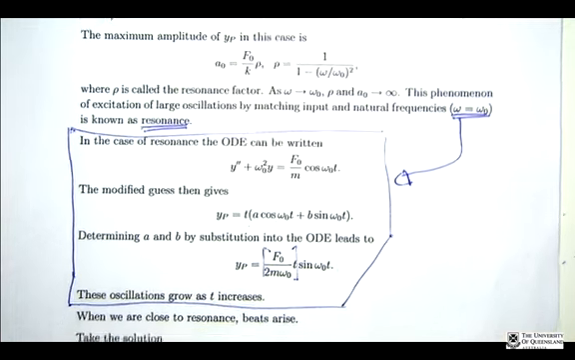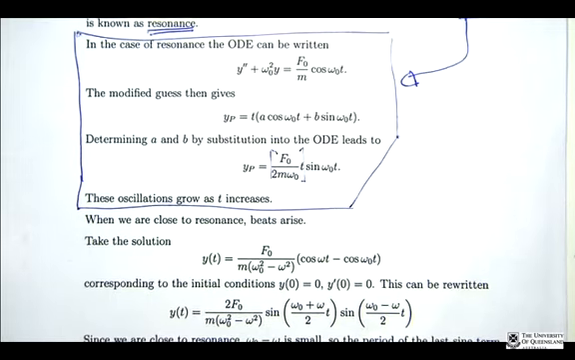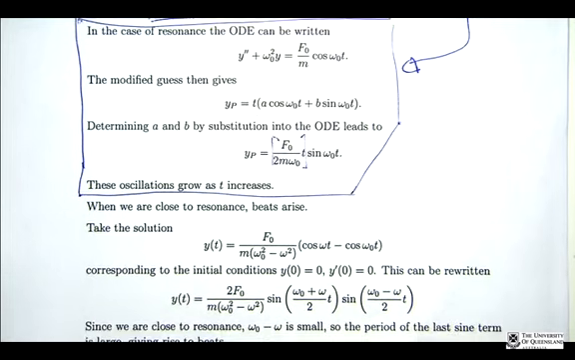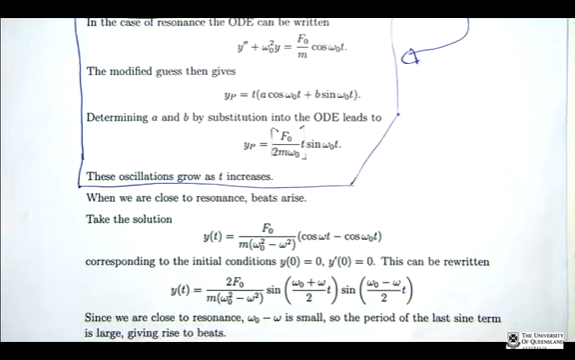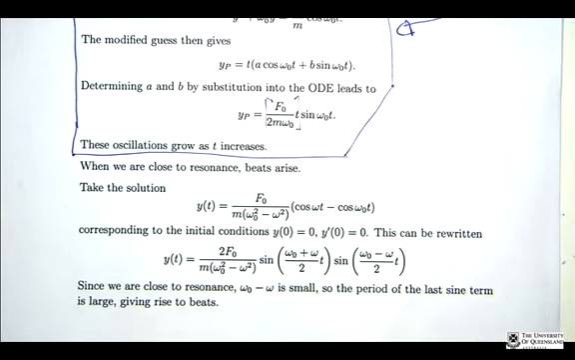Okay, but what about when we're really close to resonance? So that is when omega naught squared minus omega squared is small, but not 0. Okay, well it turns out that beats arise. And I'll show you what I mean by that in a minute.